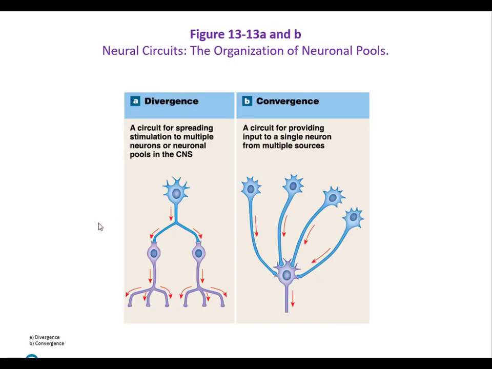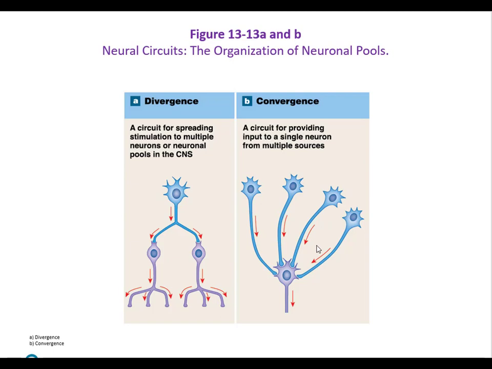So let's talk about where would we see these. Divergence would be when we would see information coming in that we need to tell a whole bunch of people about. This is pretty common when we have incoming sensory information. So we have incoming sensory information from some receptor, and it's going to spread that information and talk to lots of neurons to pass that information along simultaneously.